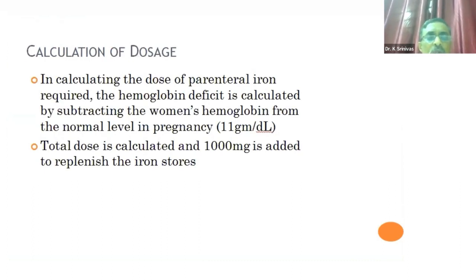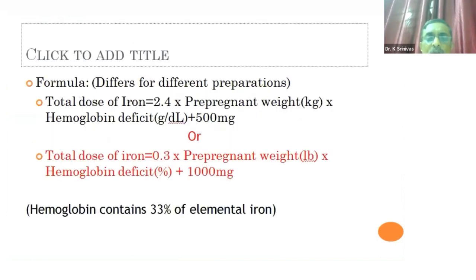Students should know about this formula, and the formula says total dose of iron required is 2.4 into pre-pregnant weight in kgs. So this is important. Pre-pregnant weight you should know. You should not calculate it for the weight at that point of pregnancy. If you do not know the pre-pregnancy weight, at least the first trimester pregnancy weight can be taken. And that should be multiplied again with the hemoglobin deficit.